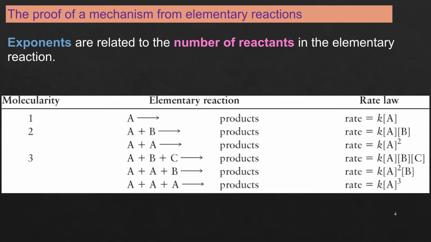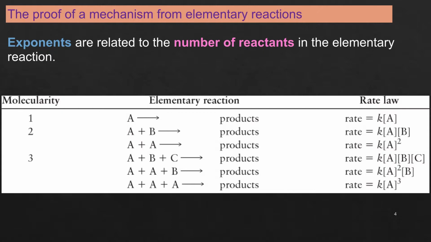Here are all of the different types of elementary steps. If the sum of the coefficients of the reactants is 1, this reaction is called a unimolecular reaction. If the sum of the coefficients is 2, it is a bimolecular reaction. If the sum of the coefficients is 3, it is termolecular. Termolecular elementary reactions are exceedingly rare. Quaternary elementary steps are not observed.